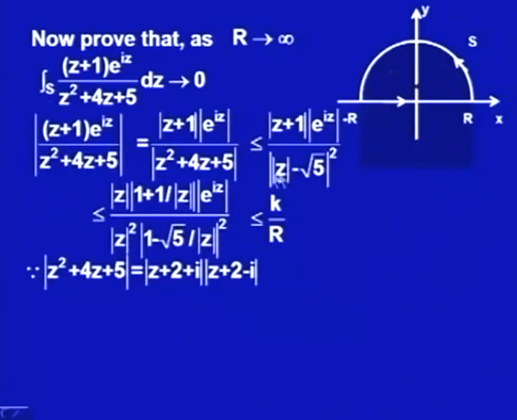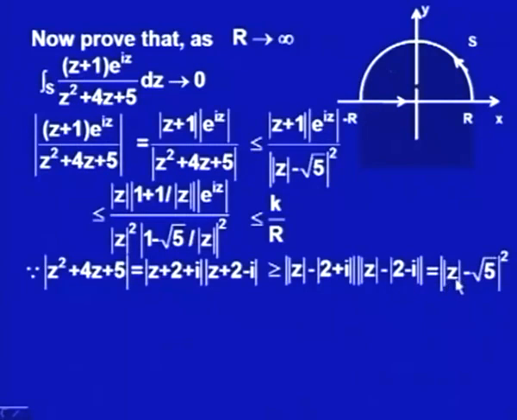So, if I now use this ML inequality with this bound, what I would get would again be a constant. Now, let us see the explanation for z square plus 4z plus 5 being larger than mod z minus square root 5, whole square. This z square plus 4z plus 5 has the factors (z plus 2 plus i) into (z plus 2 minus i), so it is greater than or equal to mod z minus mod of 2 plus i, and mod z minus 2 minus i. The absolute value of 2 plus i is square root of 4 plus 1, that is square root of 5. Similarly, the absolute value of 2 minus i is also square root 5. So, this is simply mod z minus square root 5, whole square. This is the explanation for this denominator.